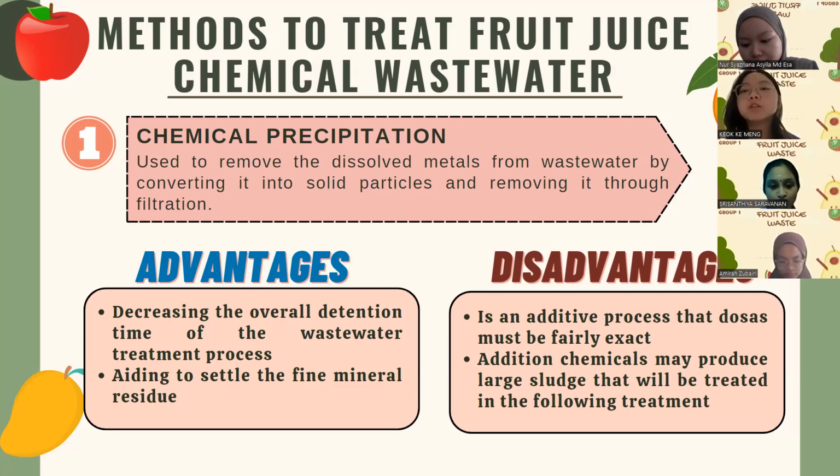So the advantage is to decrease the overall detention time of the wastewater treatment process and to help settle the fine mineral residue. The disadvantage of chemical precipitation is that it is an additive process, the chemical doses added must be very exact, and the additional chemicals may produce large sludge that will need to be treated in the following treatments.